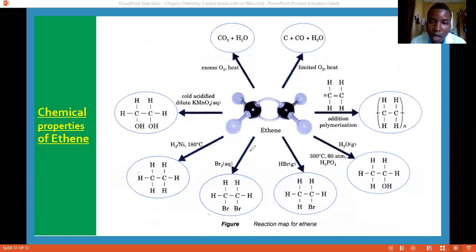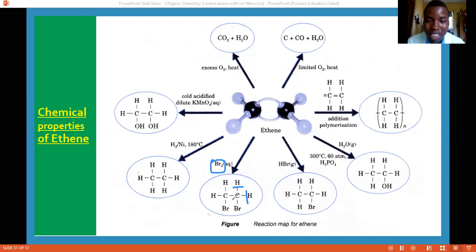The second one, addition of bromine. Now remember what I told you, that the functional group is our reaction center. So it's at the double bond that the addition takes place. Look here, I'm adding 2 bromine here. I cannot add it to 1 carbon because the double bond is shared between the 2 carbons.